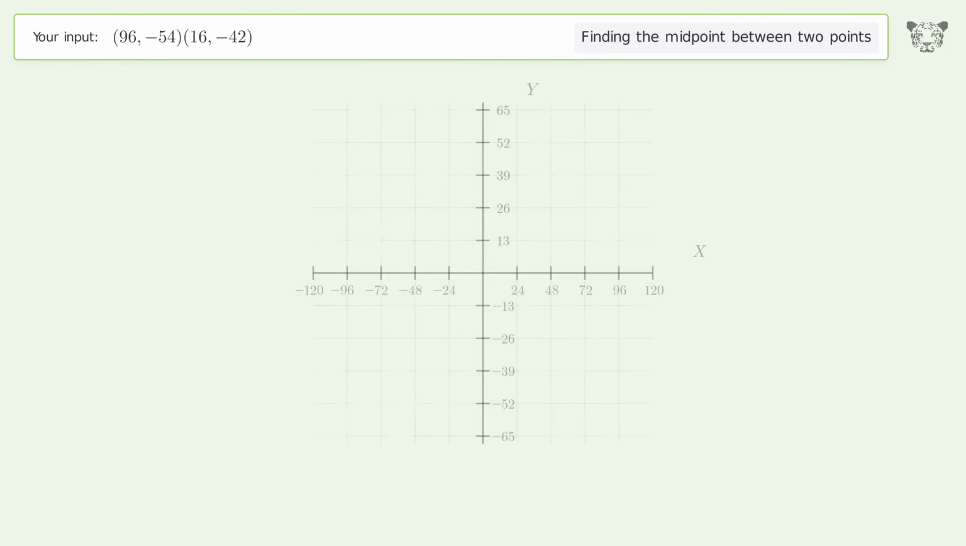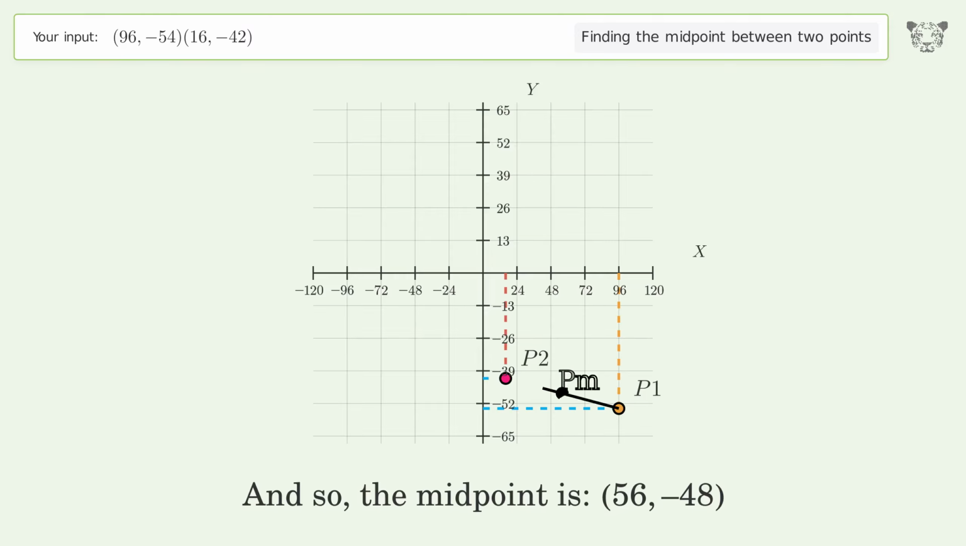And so, the midpoint is 56, negative 48.